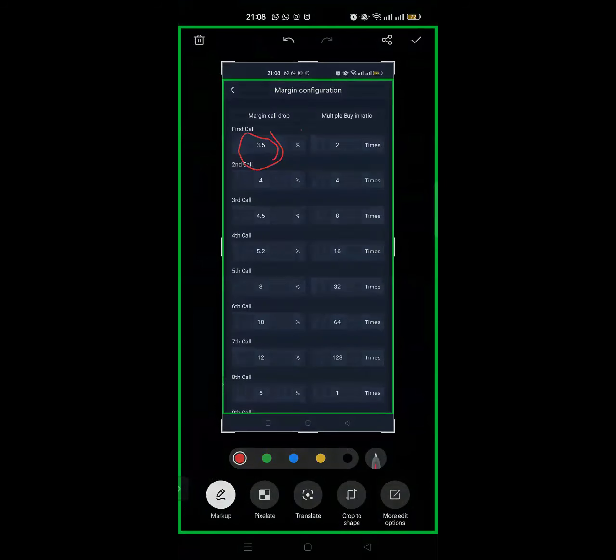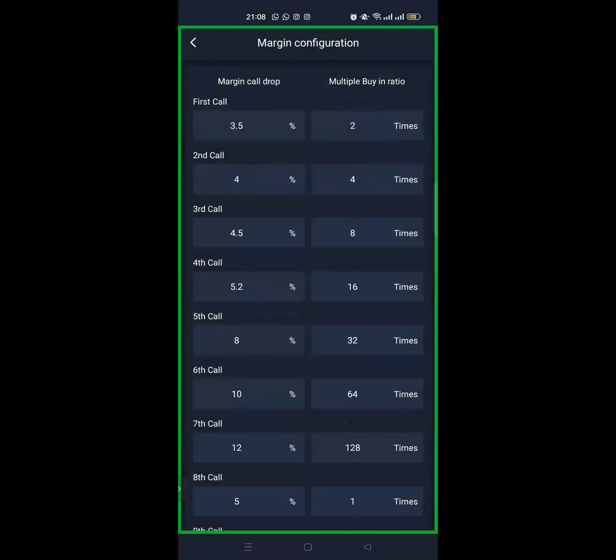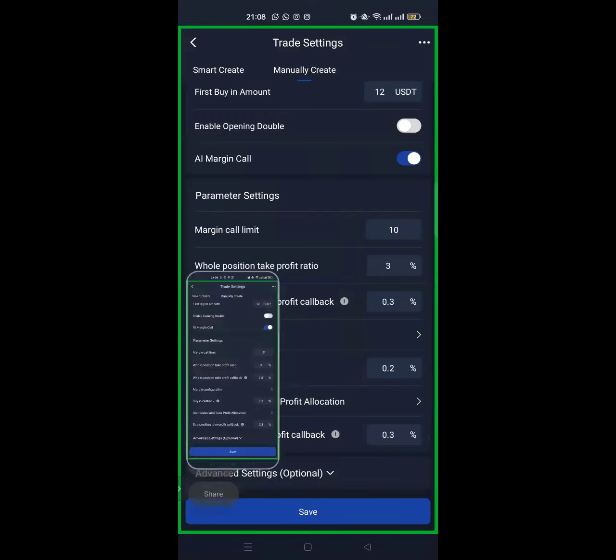Now, what is your buying callback? Let's check. My buying callback here is 0.2. Now, this buying callback, it's not buying when the market is going down. It's actually buying when the market is going up. Short position take profit callback, this one.